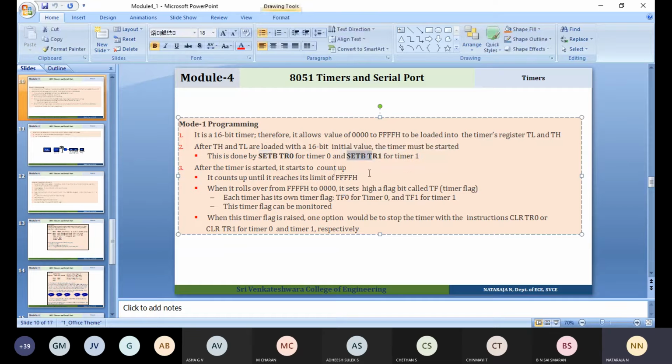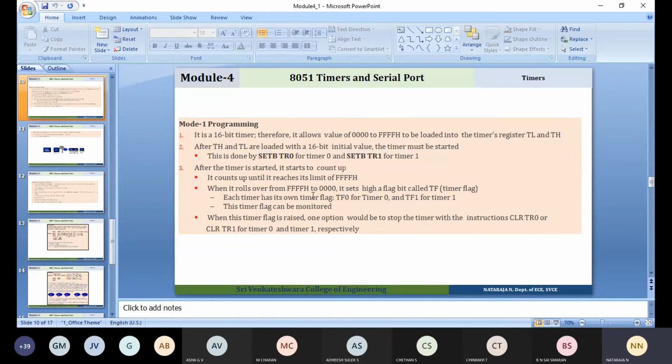After the timer is started, it starts to count. It will count until it reaches the maximum limit of FFFF. When it rolls over from FF to 00, it will set the flag bit. That is, the TF timer flag will be set.